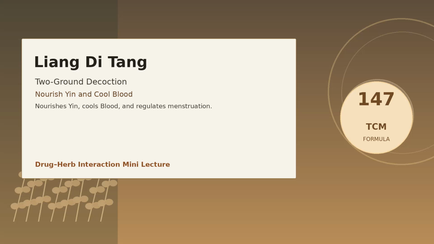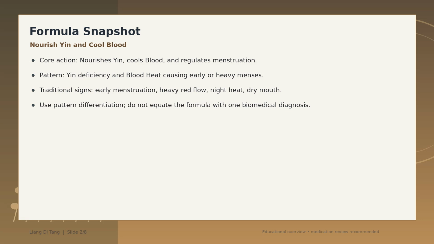It is an educational overview, not an instruction to self-prescribe. Start with the pattern rather than the disease label. The traditional target pattern is yin deficiency and blood heat causing early or heavy menses. Typical clues include early menstruation, heavy red flow, night heat, dry mouth, red tongue, thin rapid pulse.